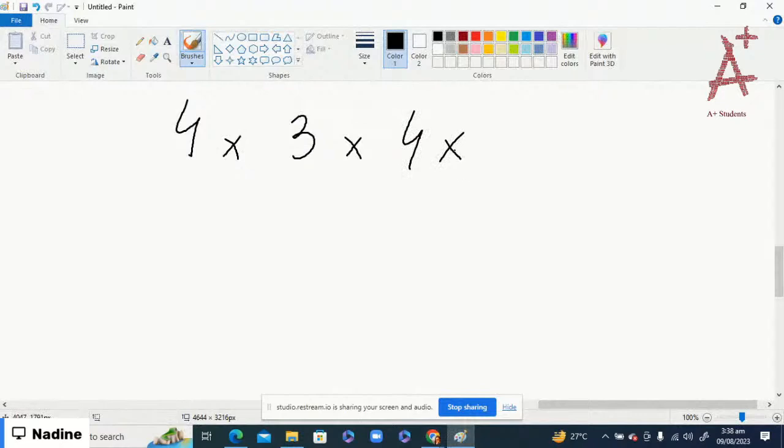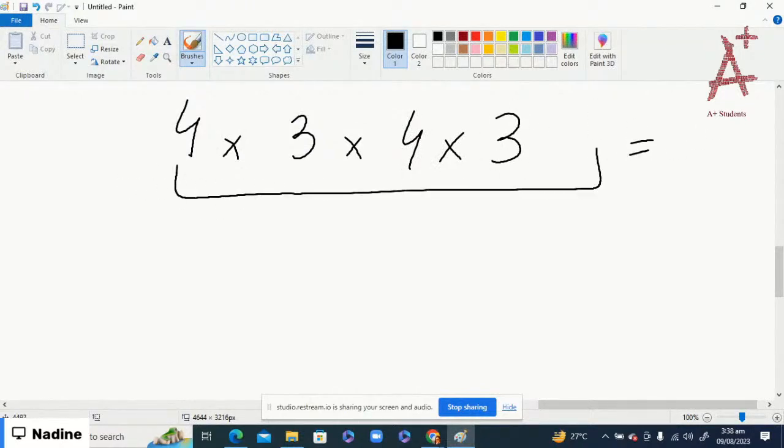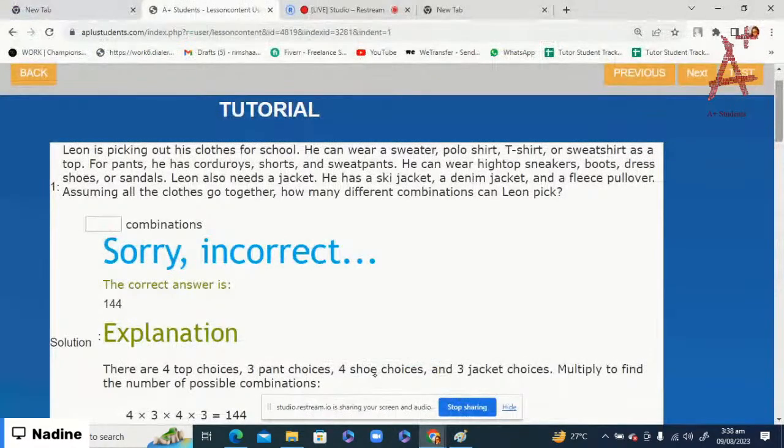Okay, and then for jackets, it's three. Multiply all of it, and then you find out your combination pattern. Got it? This is an easy question.